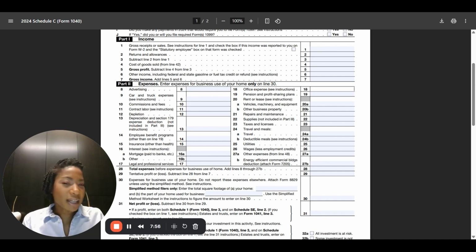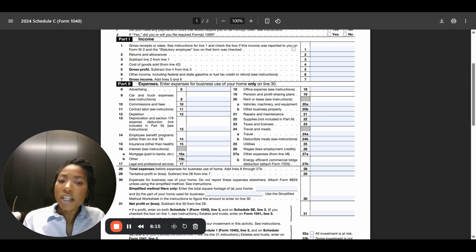These categories aren't necessarily always hard and fast. So something that can go in office expense could also potentially go in a field like where it says rent or lease or even supplies. There is some gray area with some of these categories, not with all of them, but with some of them. And office expense is certainly one of those categories.